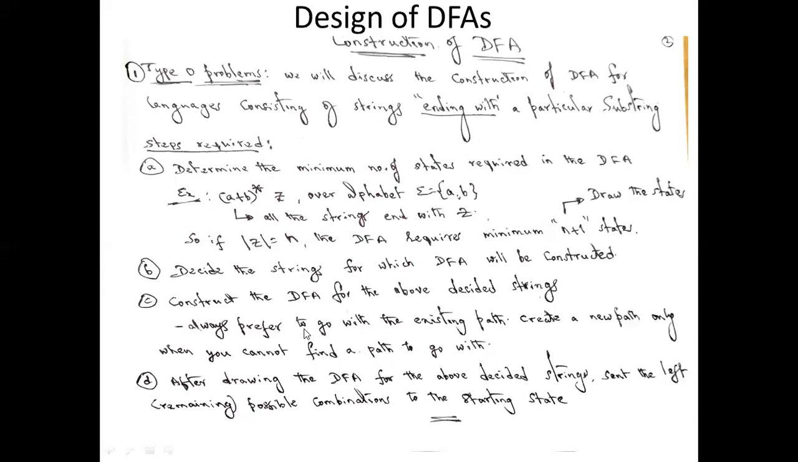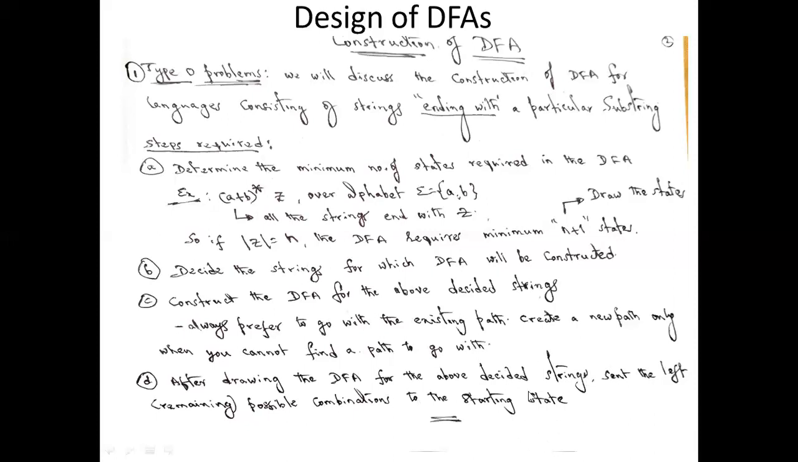Because in a DFA, we must show each and every transition on each and every symbol from each and every state. Suppose two symbols are there; from each state we need to show the transitions on both symbols. Sometimes the decided strings may not fulfill this condition. In that case, after drawing the DFA using step 3 on the decided strings from step 2, we look at whatever leftover transitions remain.